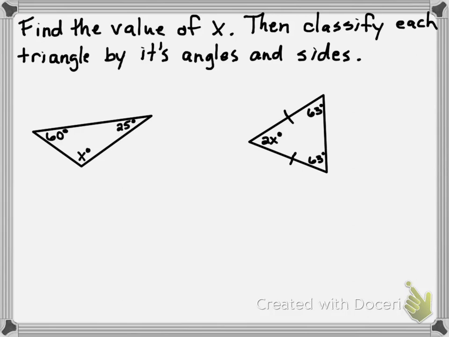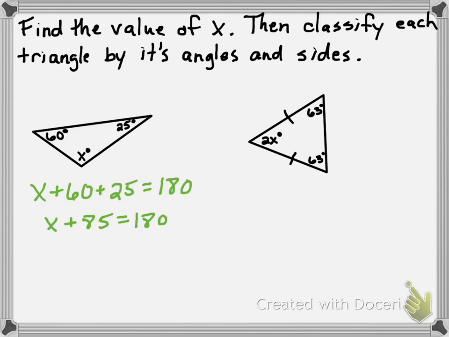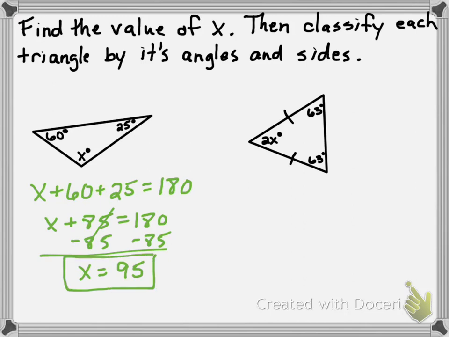Alright, so for the first one, I know that x plus 60 plus 25 equals 180, because all triangles add up to 180 degrees with the interior angles. So then I have x plus 85 equals 180. I have to isolate the x, so I can move the 85 over by subtracting 85. And that gives me x equals 95. So I found x. x is 95.